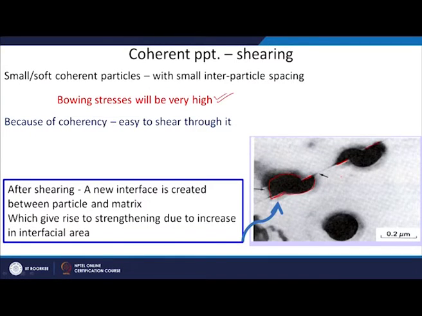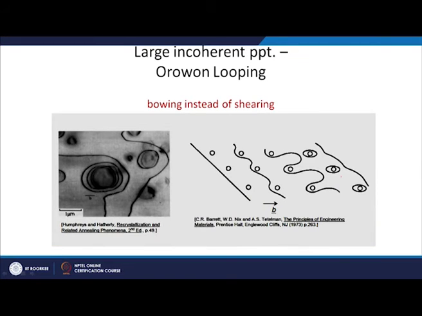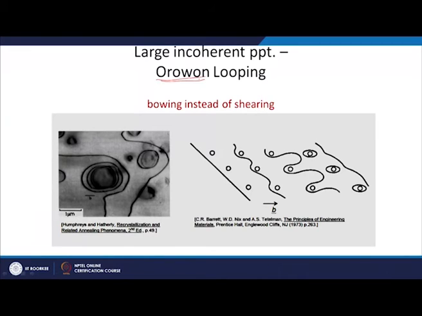For a large incoherent precipitate, whereas the earlier case was a small coherent precipitate, Orowan looping will be there. It was proposed by a scientist and is named after him, Orowan bowing or Orowan looping. So, it is bowing instead of shearing now. Basically, this is again a micrograph showing the bowing process. You can see a dislocation bowing between these two particles here. The total mechanism, if you see, this is my dislocation line, these are the precipitates. This is my first stage, and in the next stage they are bowing between the precipitates.